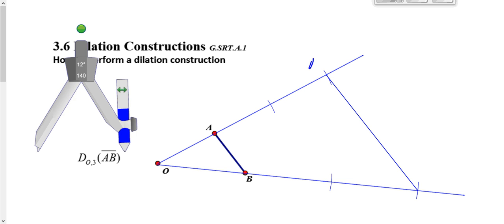So this is A prime and B prime. Anybody have a problem with that? No. Okay. Now how about this next one down?